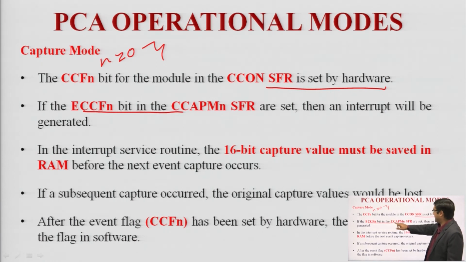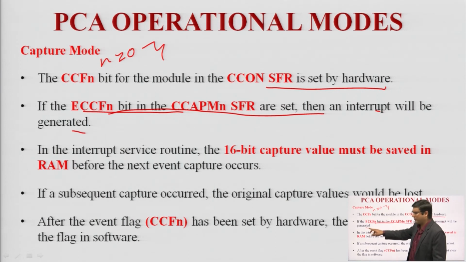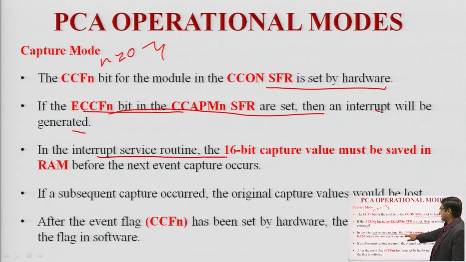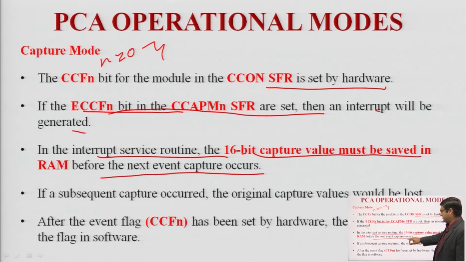If the ECCFn bit in the CCAPMn register is set, then an interrupt will be generated, as we have seen in the previous slides. In the interrupt service routine, the ISR, the 16-bit capture value must be saved in RAM before the next event occurs. If a subsequent capture occurs, the original capture value would be lost, since clearing it erases all the data.